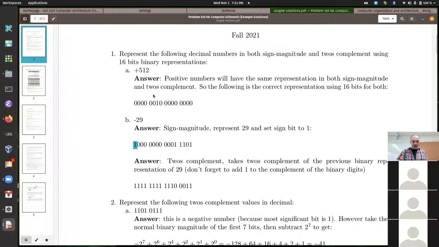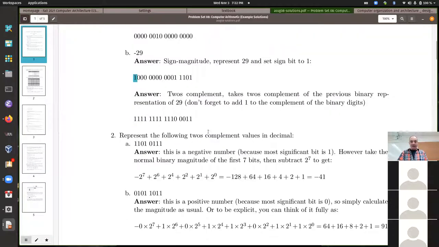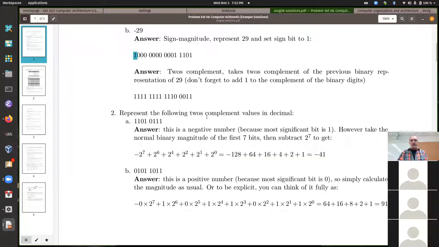All right, I'll move on. This is what I got. I believe that's right. 29 is that with a 0 on front. For sign magnitude, you put a 1 there to negate it. For 2's complement, you take the complement of all the bits, so you basically get all this except for a 0 there, and add 1, right? But I probably don't have to go over it. It looked like everybody understood the mechanics: if I say take the 2's complement of a bit pattern, everybody was able to do that, right?